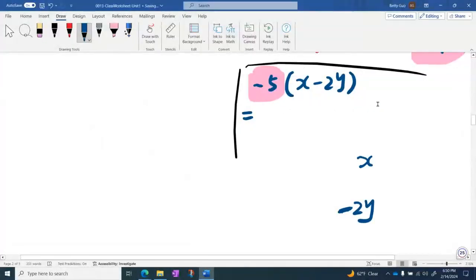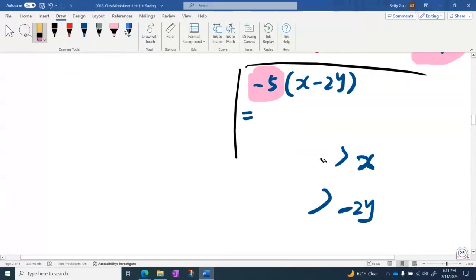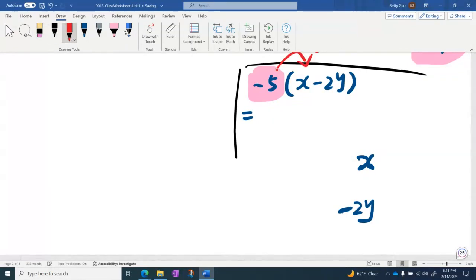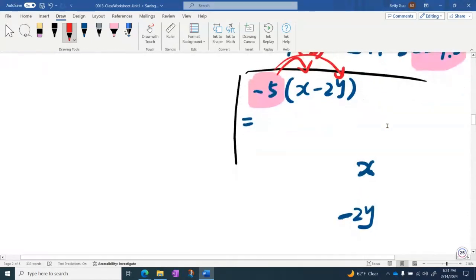Guys, do you see that? I asked the question already. In the parentheses, we have two terms. The first term is x. The second term is negative 2y. We covered that on Monday. So now we are going to distribute negative 5 to each member. We are going to multiply the first term by negative 5, and multiply the second term by negative 5 as well.